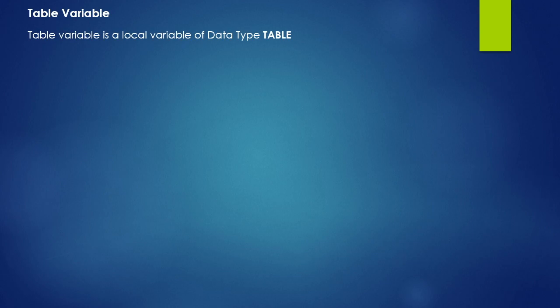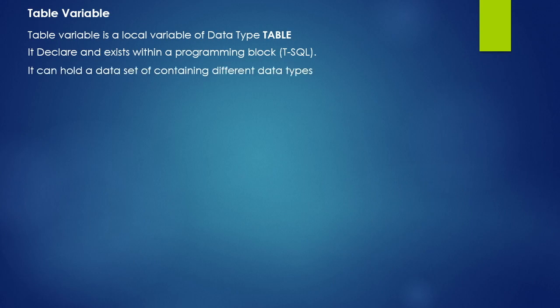Well, so first we will understand what a table variable is. A table variable is a local variable of data type table. Like other variables, integer, varchar, date, table is also a data type using which we can declare a table type of variable. It is declared and exists within a programming block. So if we run a set of commands as a single block, then it is created within it and remains available until the block is completed. It can hold a data set containing different data types.